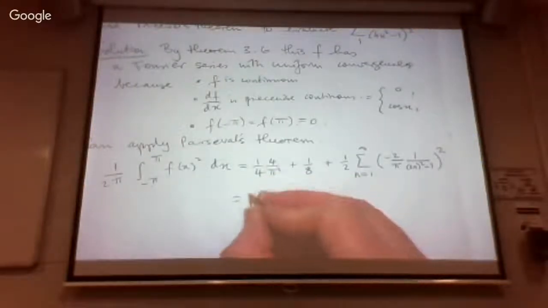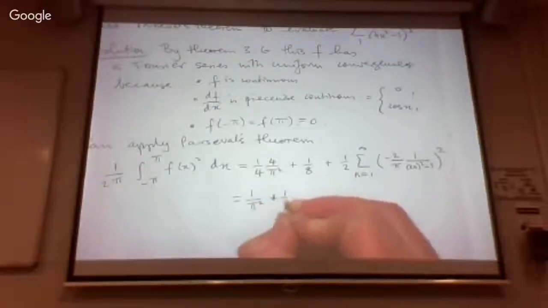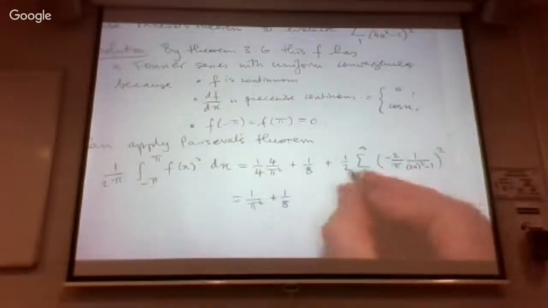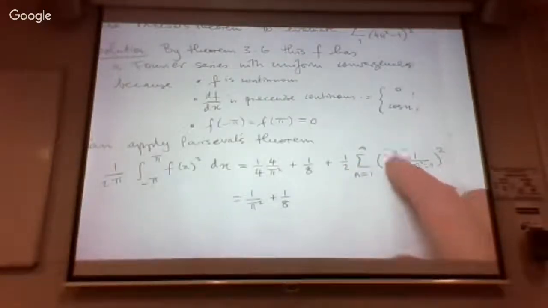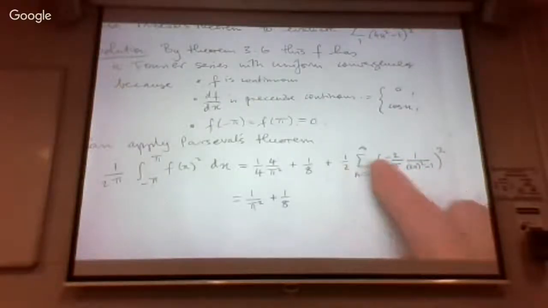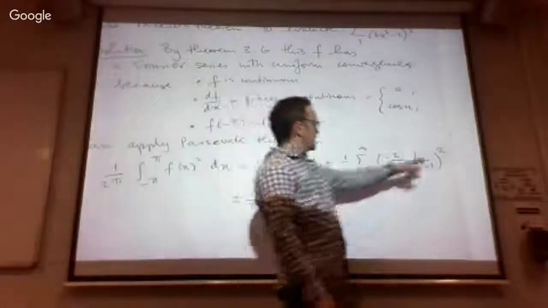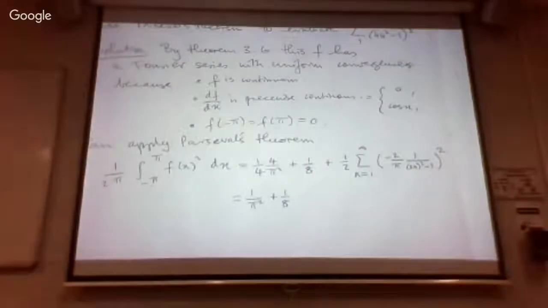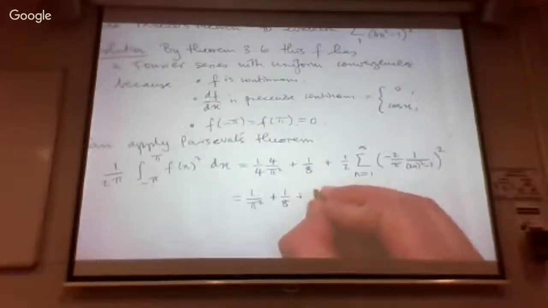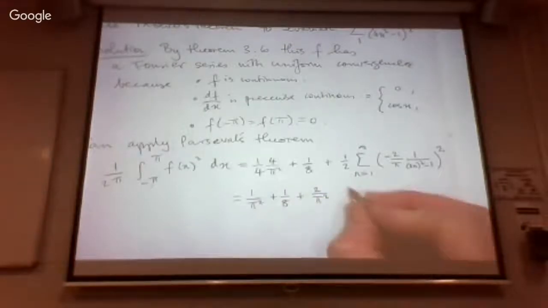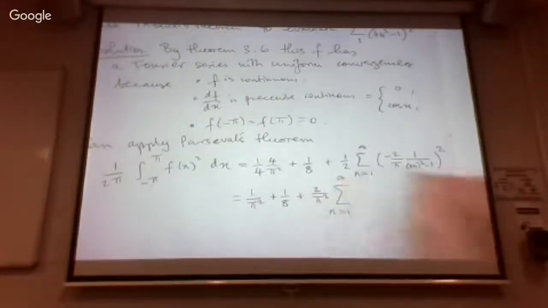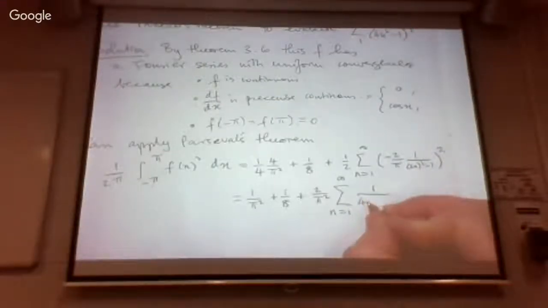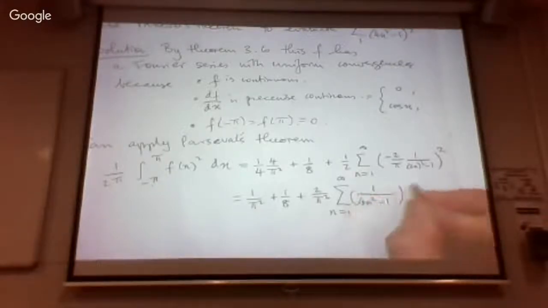So tidying this up slightly, we'd have 1 over pi squared plus 1 over 8. And we should tidy this up a little bit. We're going to have a half here, but you see the 4 over pi squared can come out to the front, because when you square this bracket, you get a 4 over pi squared. That can come out. So 4 over 2 will be 2 over pi squared. And then you're left with the sum from n equals 1 to infinity of the square of this part. So I can write that now again as 4n squared minus 1, all of it squared.